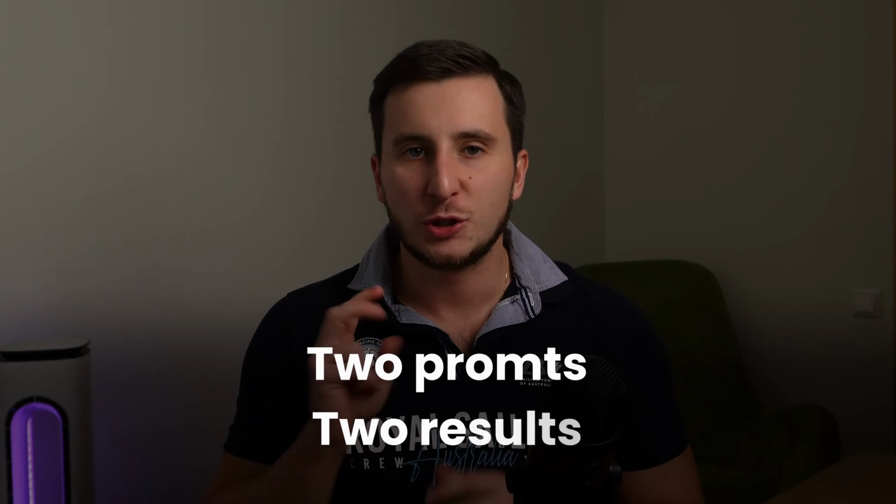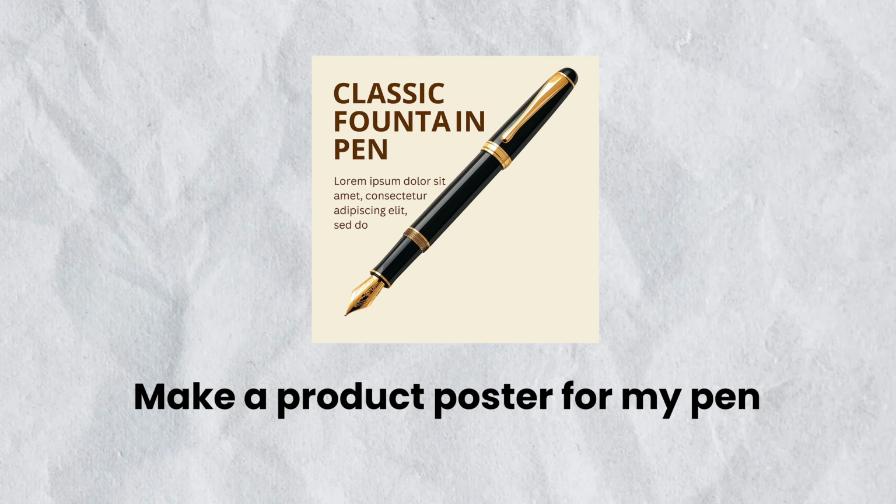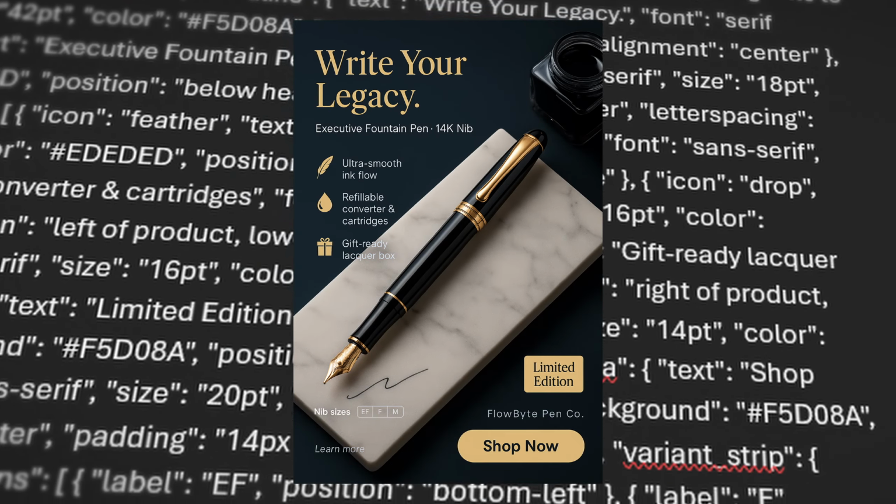Two prompts, two results. This one: make a product poster for my pen. Meh. This one: a structured JSON poster prompt. Boom, studio-grade poster in seconds. Today I'll show you the exact JSON template and my custom GPT so you can do this for any product.